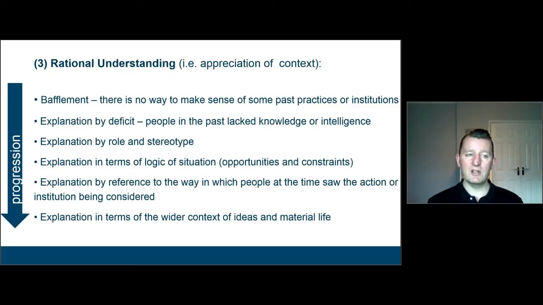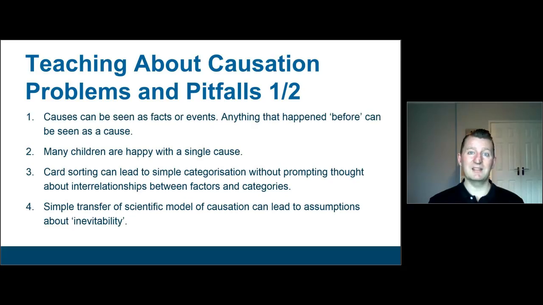So you add those three dimensions together and you have some sense of the conceptual demands placed upon children when we ask them to think rigorously about causation. But interestingly also, we get some sense of the challenge to us as teachers. So what do we do when we're teaching about causation? Well, in the literature, several people have noted problems and pitfalls that we need to avoid.